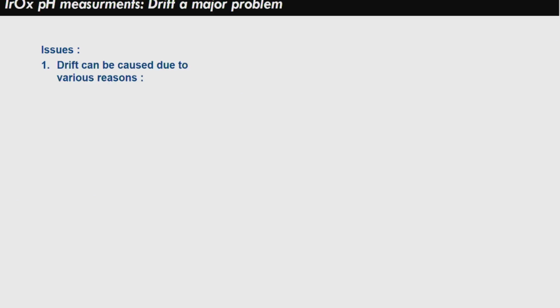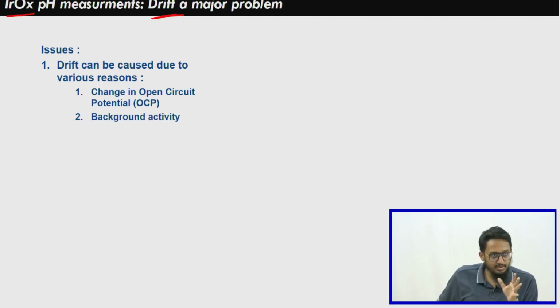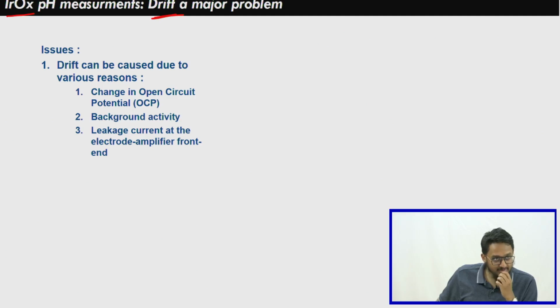Drift can be caused by various reasons. We are familiar with these iridium oxide sensors, because we will also see them in the hands-on demo session, and we also saw them yesterday. These are pH sensors, and they have a problem of drift. Drift can be caused by a change in open circuit potential, background activity where some other activity is affecting the pH, or movement, noise, anything. If you are using an amplifier with an input bias current in the range of picoamps, that can also lead to drift.